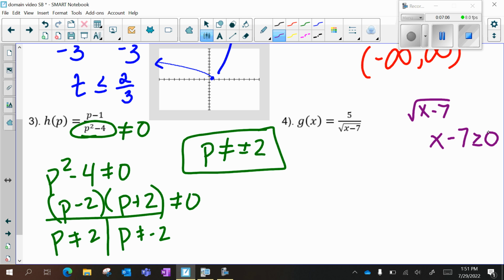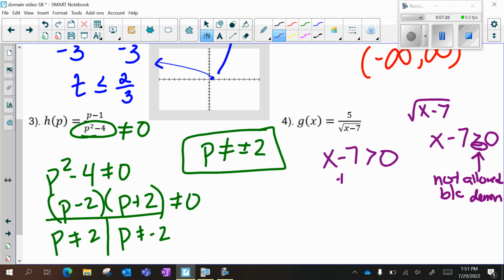So this is not allowed because we're in the denominator. So that means when it's a radical in the denominator, it's just going to be the expression greater than 0. You're going to leave out that equals because it's in the denominator, and it would make it undefined. So my domain here is going to be x is greater than 7.